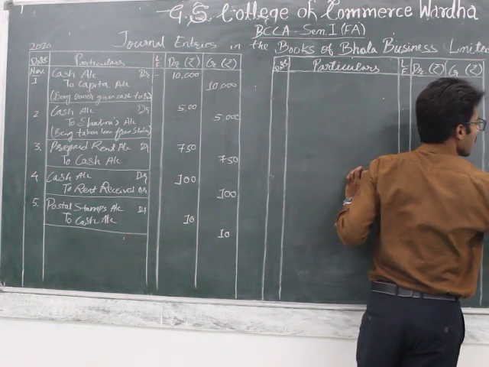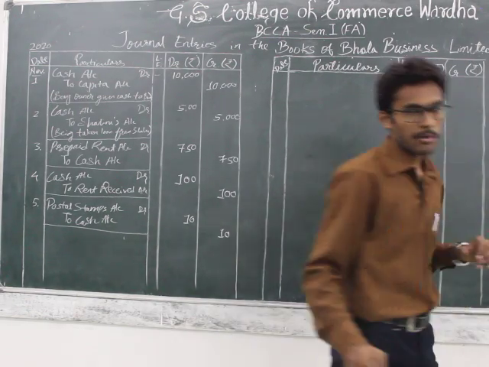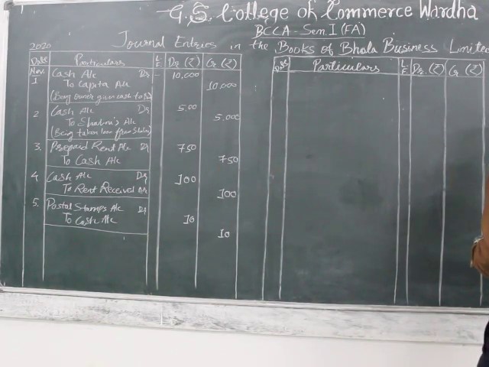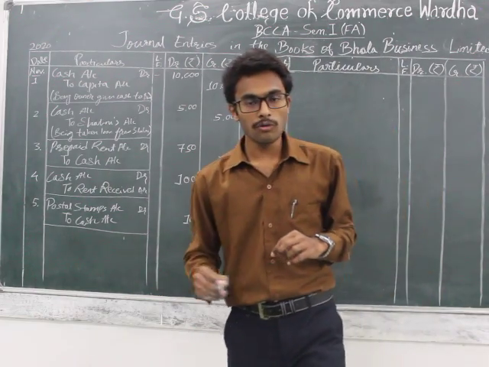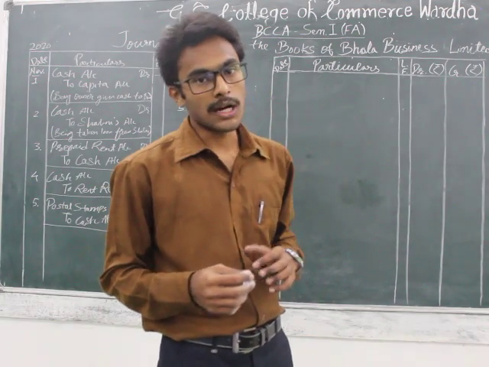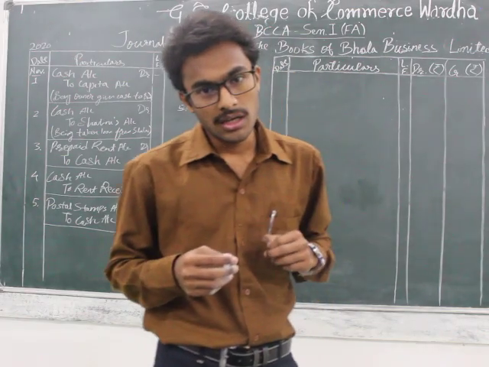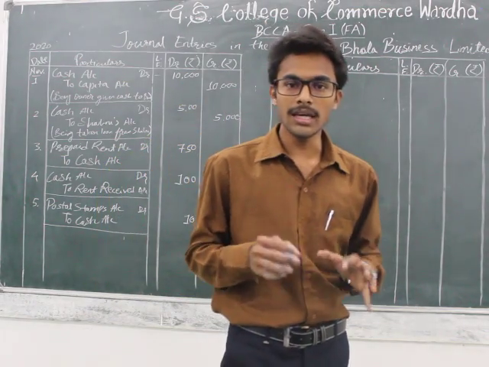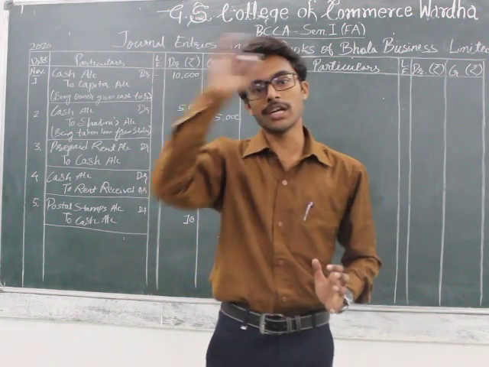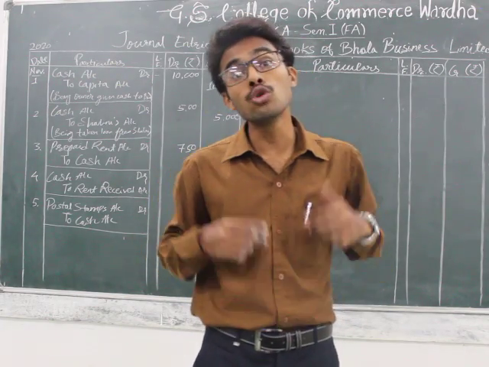So commission received will be my income, and the nominal account says debit all expenses and losses, and credit all income and gains. So commission received will be credited. What will be the debit amount? The debit will be Gupta. Why? Gupta is providing us commission. Although he hasn't provided us cash, he will be providing it at a future date. The accrual concept says you have to record a transaction when it accrues.